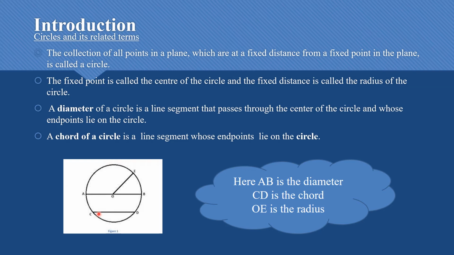From the figure we can see O is the center of the circle, OE is the line segment from the center to the circle, which is called the radius. AB is the diameter since the endpoints are on the circle and it passes through the center. CD is the chord where the endpoints lie on the circle.